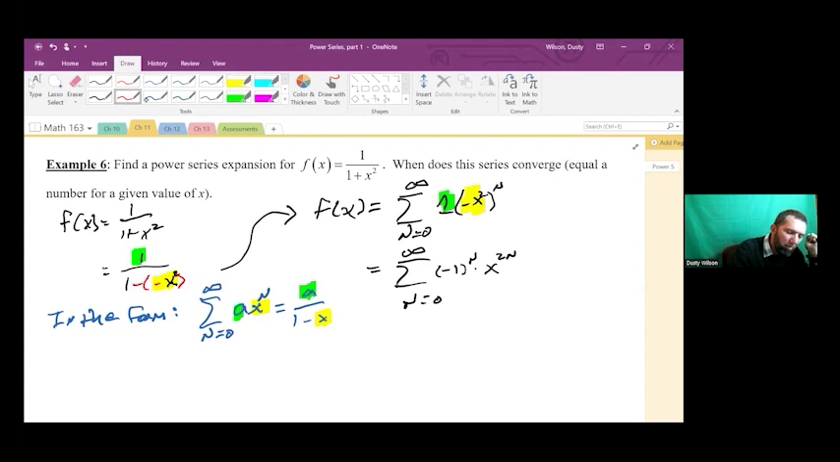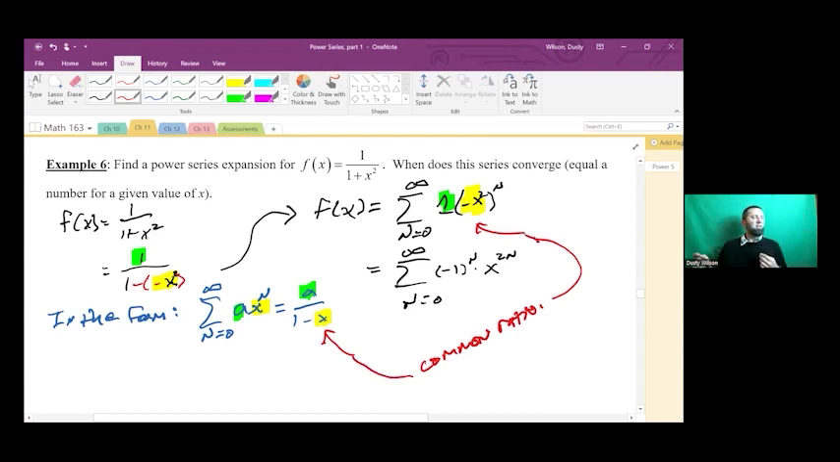Just a little vocab. This bit right here, that x, or the minus x squared, that's what we call our common ratio. You'll learn about the common ratio a little bit more when you study geometric series in Calculus 4. But for now, we'll just give it a label. So there is example 4. Oh, I'm sorry, we haven't fully answered the question.